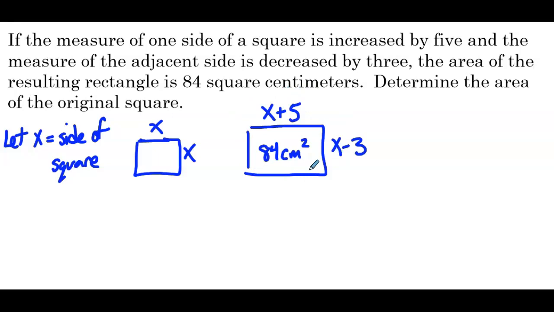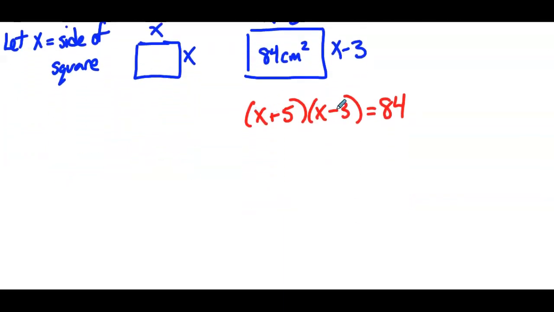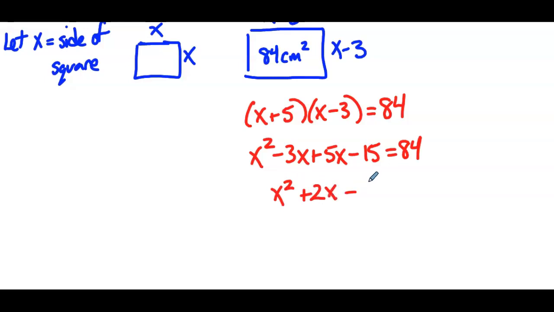We're going to use the rectangle to solve for x. So we can create the equation x plus 5 times x minus 3 equals 84. And we can use this equation to solve for x. So we'll start by distributing. So x squared minus 3x plus 5x minus 15 equals 84. So we have x squared plus 2x minus 99 equals 0. So we need a factor pair of negative 99 that adds to positive 2. So that's going to be x plus 11, x minus 9.